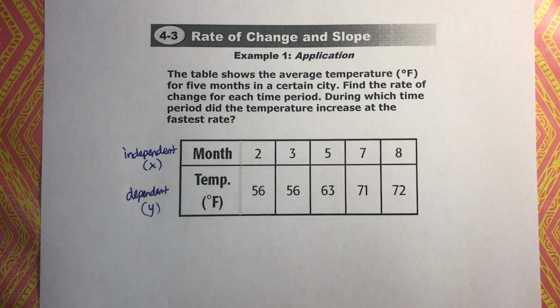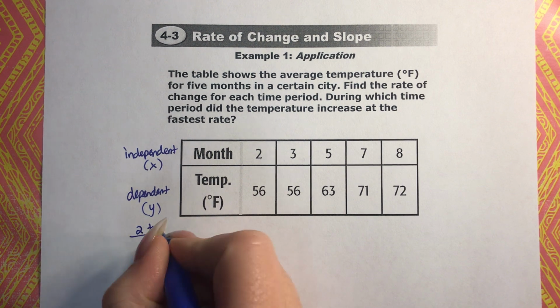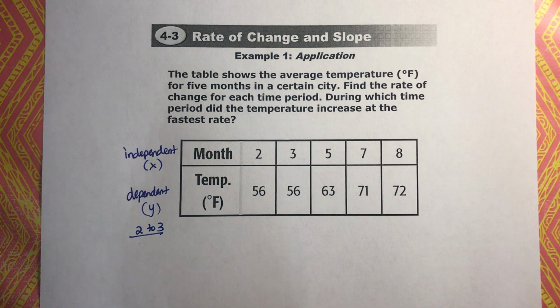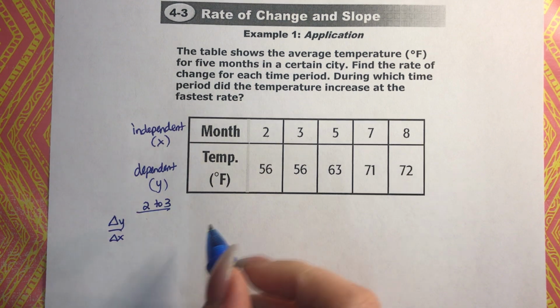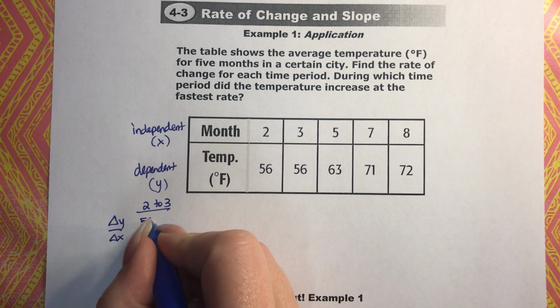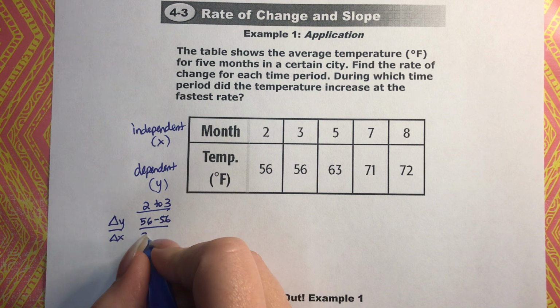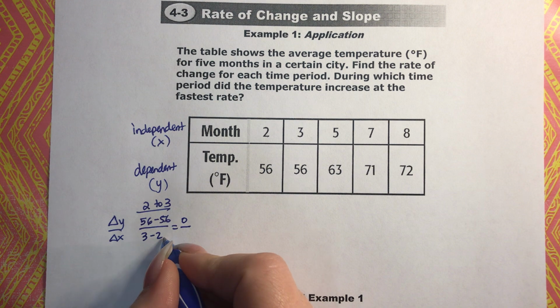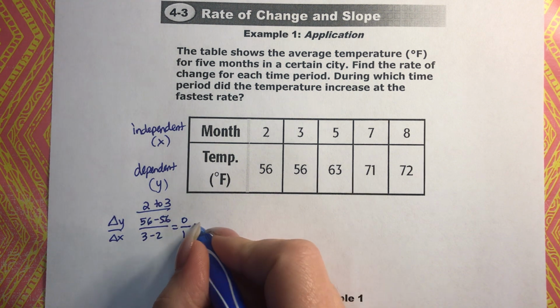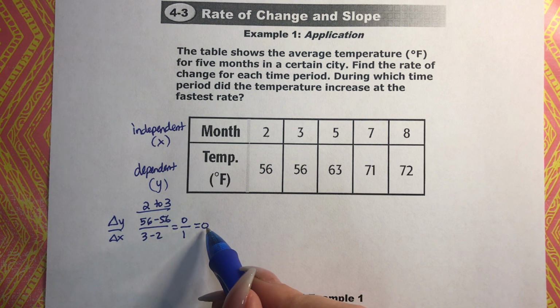So from month 2 to 3, what happened? I'm going to look at the change in the y values, because the rate of change, which is what they're asking us to find, is the change in y over the change in x. So I'm going to take the difference of these two values, 56 minus 56, all over 3 minus 2. 56 minus 56 is 0 over 3 minus 2, which is 1. So 0 over 1 is just 0. So from 2 to 3, the rate of change was 0.